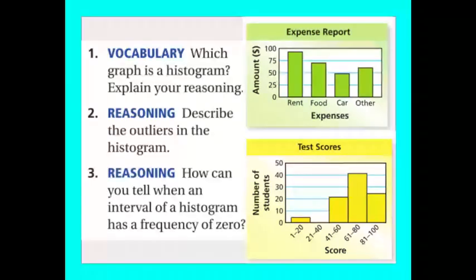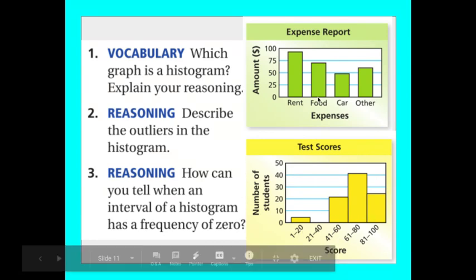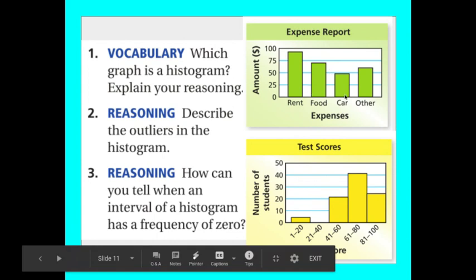Which graph is a histogram? And explain your reasoning. So we're given 2 graphs, and one of them is a histogram. Which one do you think it is? The expense report or the test scores? If you said test scores, you're in really good shape because the test scores, look, there's no spaces in between the bars, and we have intervals here at the bottom. The one on the top, there are spaces in between, and there are no intervals on your x-axis.